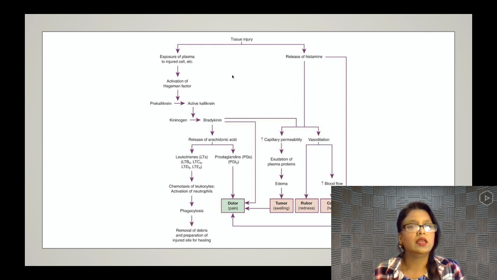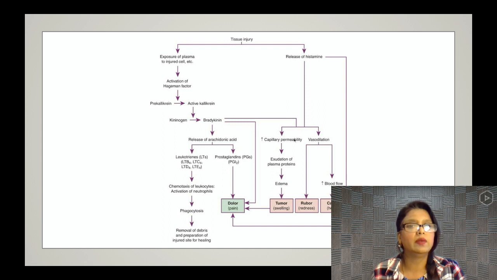So think about someone having a cut, let's say a paper cut in the finger, and then we know that there will be histamine. Histamine is first. The two things that happen begin with the release of histamine. Histamine will cause swelling, redness, and how does that happen?